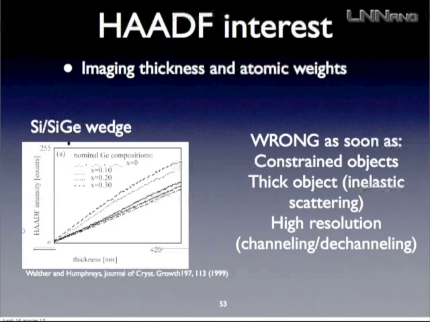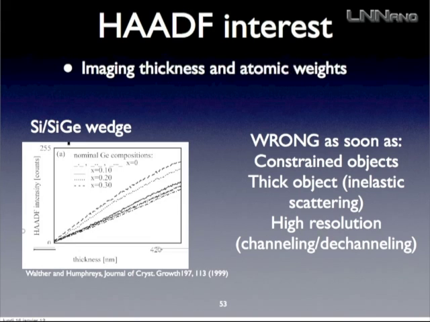Here I'm citing this work, which is a very academic work, where the goal was to prove what I'm trying to tell you. It was wedges of silicon and silicon germanium, okay? And the nominal germanium composition was changed from one wedge to the other. What was measured is the HADF intensity, in arbitrary units, as a function of the thickness of different alloys of silicon germanium.